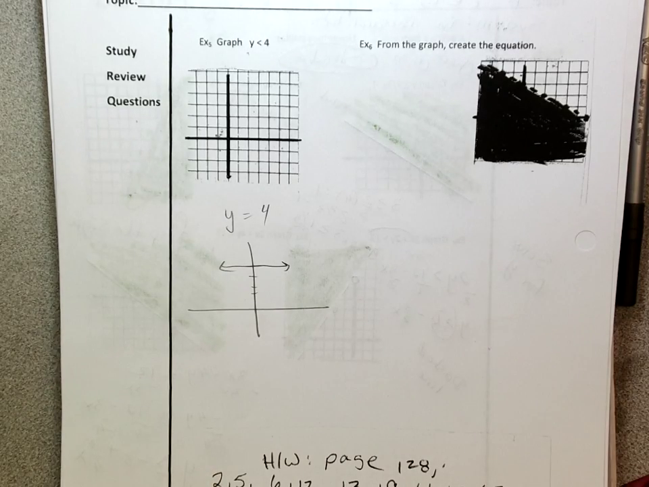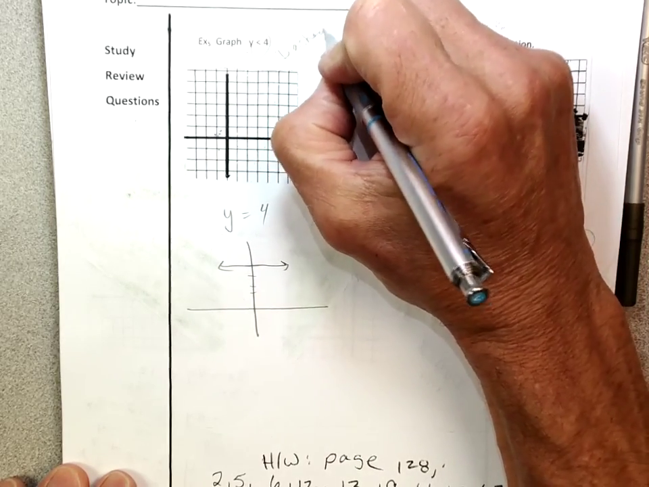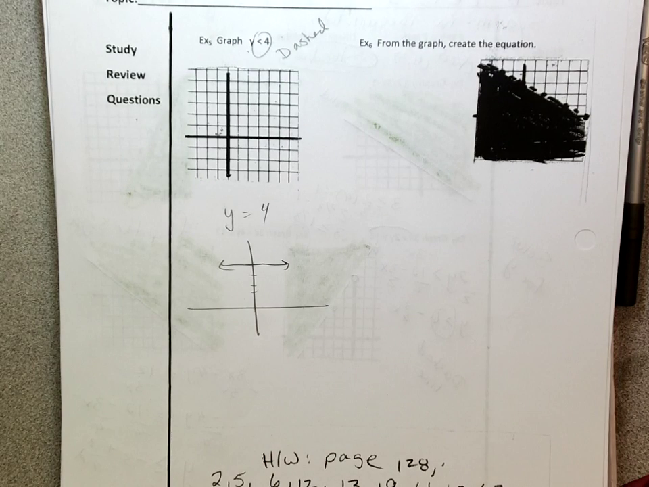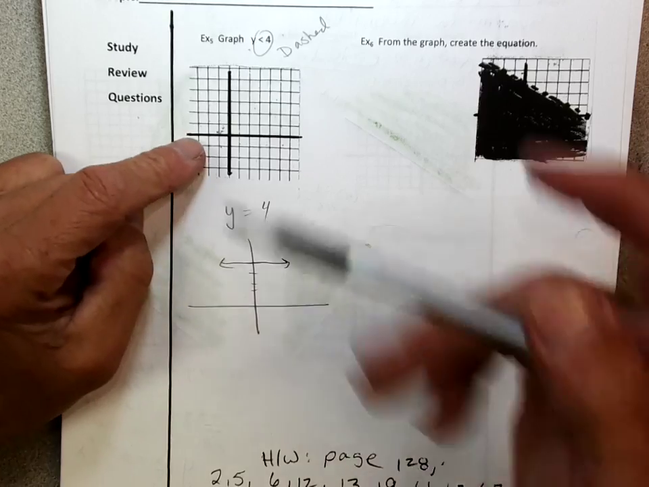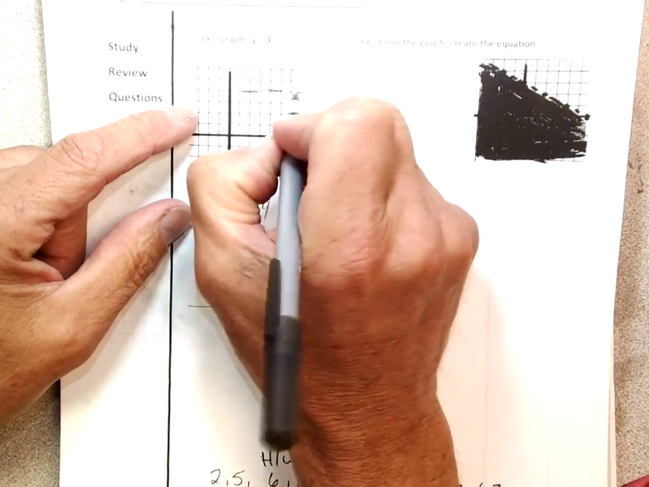So we're going to do the same thing. We're going to make a horizontal line, but it's going to be dashed. It has to be dashed because there's no little equal sign. But I'm still going to go to 4 and put in my line. So I'm going to go up to 4. 1, 2, 3, 4, dashed line.